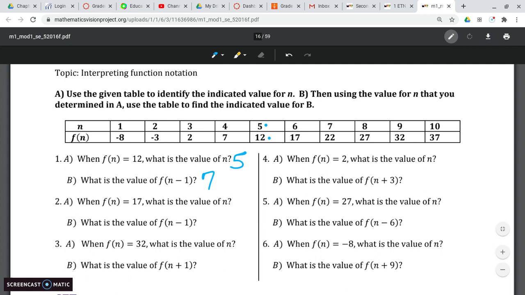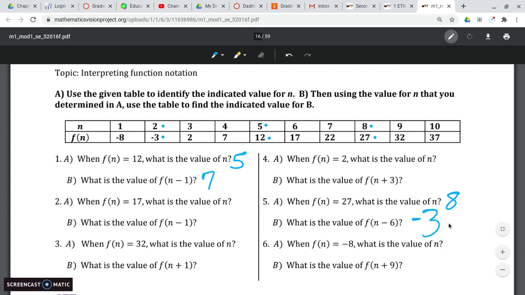We'll do one more of these just to kind of help you a little bit. Let's do number 5 over here. When f of n is 27, so once again, we go to the f of n line. We find 27, which is right here. What is the value of n? That would be 8. And then for part B, what is the value of f of n minus 6? So 8 minus 6 would give us 2. And f of n, when n is 2, is negative 3.